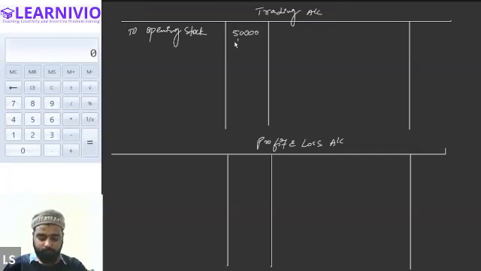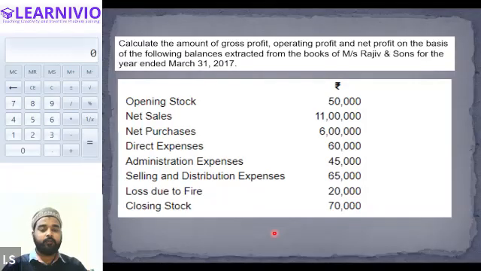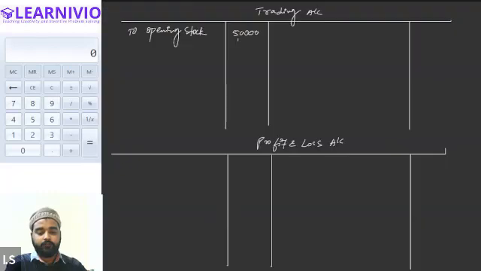Then we will write down the value of the net sales on the credit side. Net sales is 11 lakh. That is on the credit side. So by net sales 11 lakh.